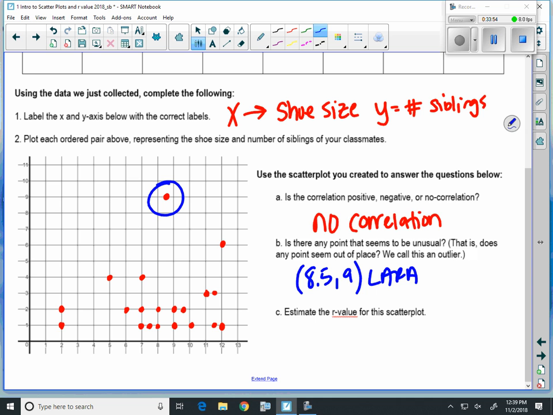All right. Estimate the R value. What do you think? 0.2. It looks positive, but it's not strong. It's maybe a little bit more positive than negative. I'd say 0.2 or 0.25. We're all pretty close to 0.2. Okay. Is there anything else on there?